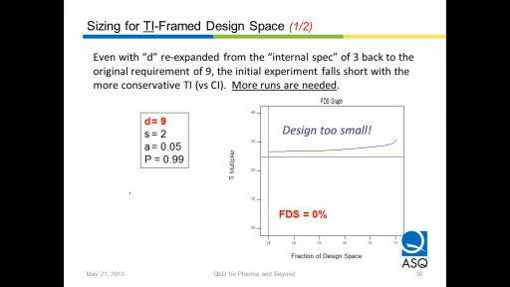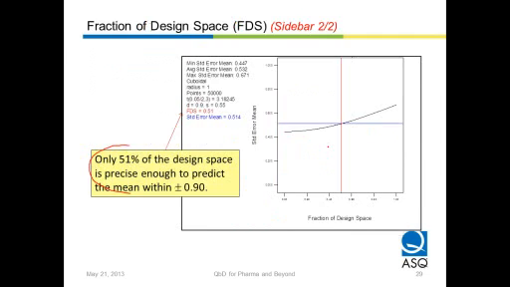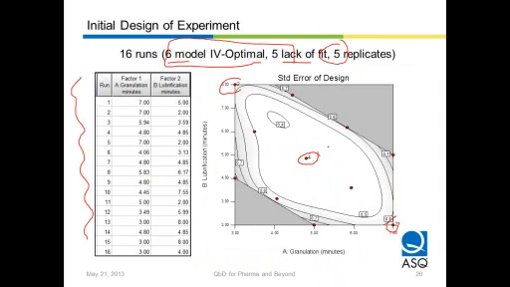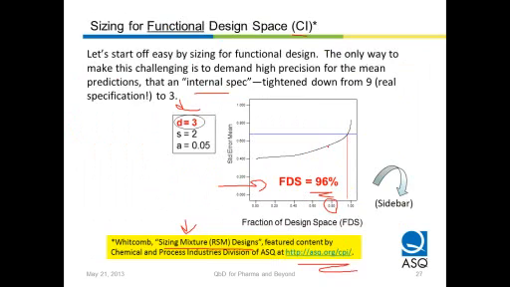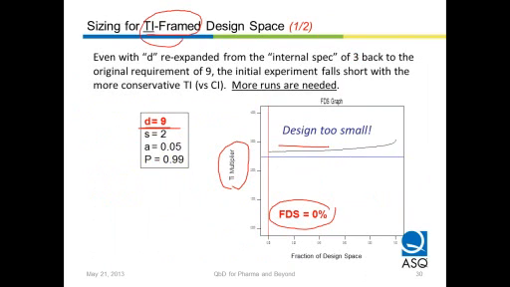Okay, so now let's go back to our example with the tableting, and let's say we want to use a TI-framed design space. So now we're going to size this by the TI multiplier, which you remember is a lot harder to hit than the CI. It turns out that even going back to the difference of 9, which is actually a pretty big signal, we're unable to get any FDS. It's 0. In other words, the design that we started with here is not enough. We don't have enough runs to be able to do a TI-framed sweet spot.